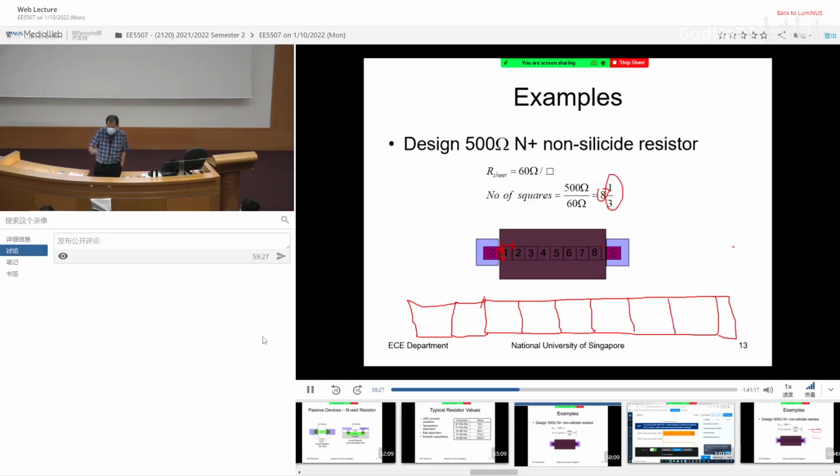So once you know how many ohm per square, you decide what width you want. And then you can calculate how many squares. So you can get the same resistor value, a big one and a small one. Okay?